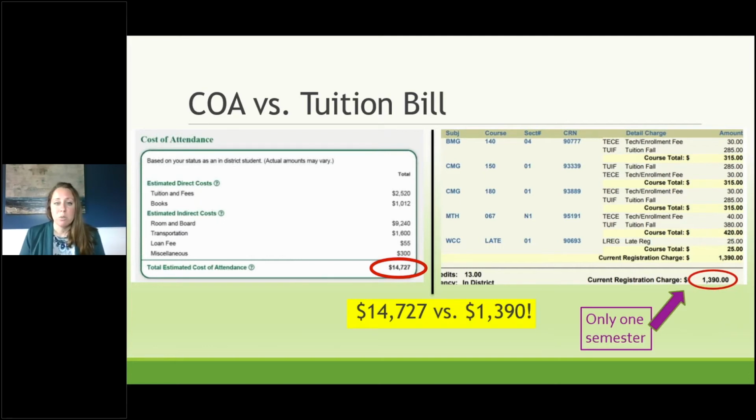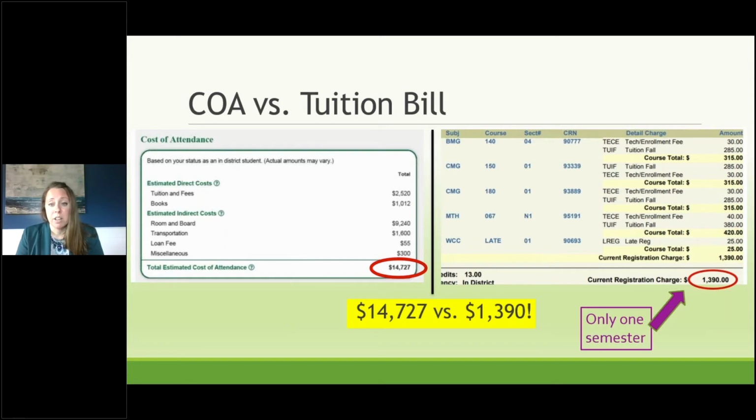Now, if we're looking at just the tuition bill, and you can see on the right, this is just for a semester. This particular student was a full-time student, enrolled in 13 credits, so 12 is the minimum to be full-time here at WCC. So the student was 1 credit over full-time. They're in district, and the cost was $1,390. So on the large end, we've got a COA of 14 grand versus the student's actual bill of about $1,400.